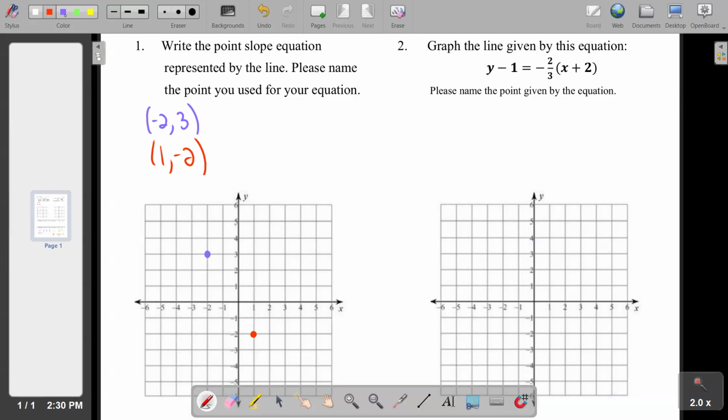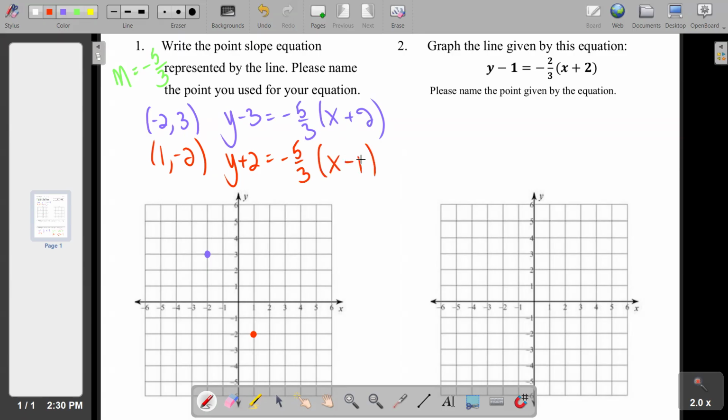If you use the purple one, you do have to find the slope, by the way, and we should all agree that the slope on this problem is negative 5/3. So if I use the purple point, I'm going to write y - 3 equals -5/3 of x + 2. If I use the red point, I'm going to write y + 2 equals -5/3 of x - 1. Do you have any questions on problem 1?